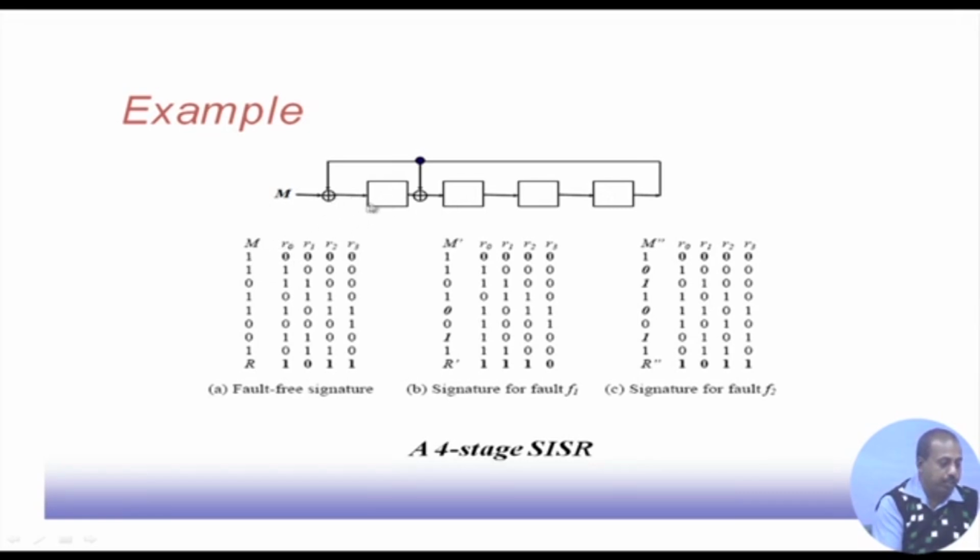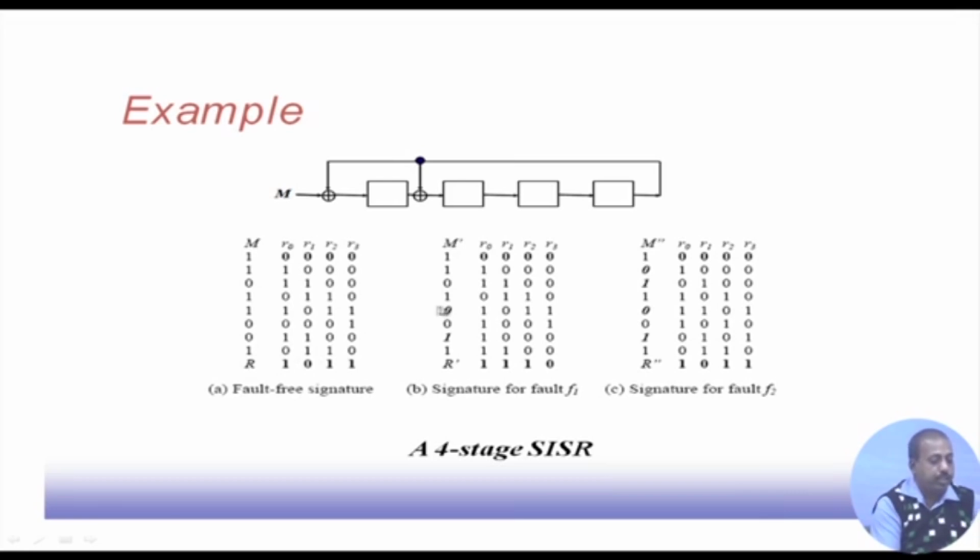Initially all these cells are 0, they are reset, and if you follow this operation, then after the first cycle this 1 is XORed with 0. So, this 1 comes to the cell R0 and these contents get shifted. Then in the second cycle again this is 1, so this 1 will be XORed with 0 again. So, 1 comes here and 1 goes there. That way, at the end of all the test pattern application, we have this response as 1011. So, this is the fault free signature, also called the golden signature.